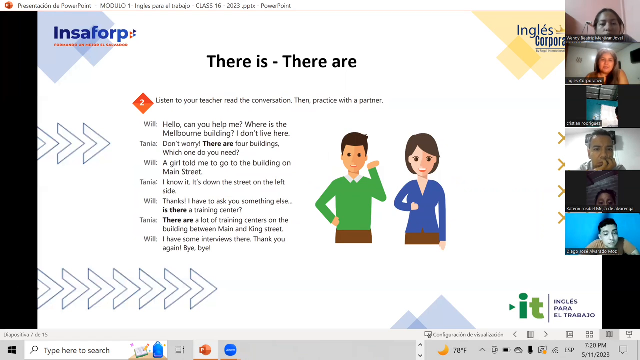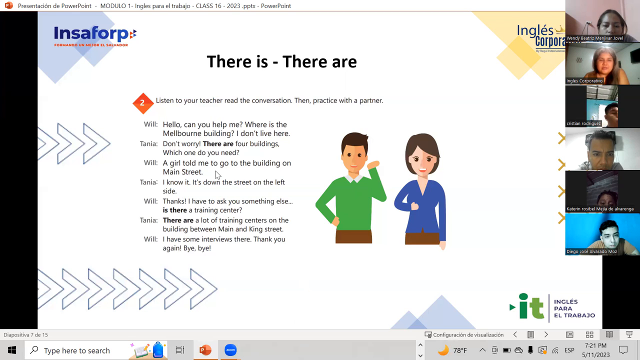Hello, can I help? Can you help me? What is the Melbourne building. I don't live here. Don't worry, there are four buildings. Which one do you need? A girl told me to go to the building on the main street. I know it. It's down the street on the left side. Since I had to ask something else. Is there a training center? There are a lot of training centers on the building between the main and King Street. I have some interviews there. Thank you again. Bye-bye.